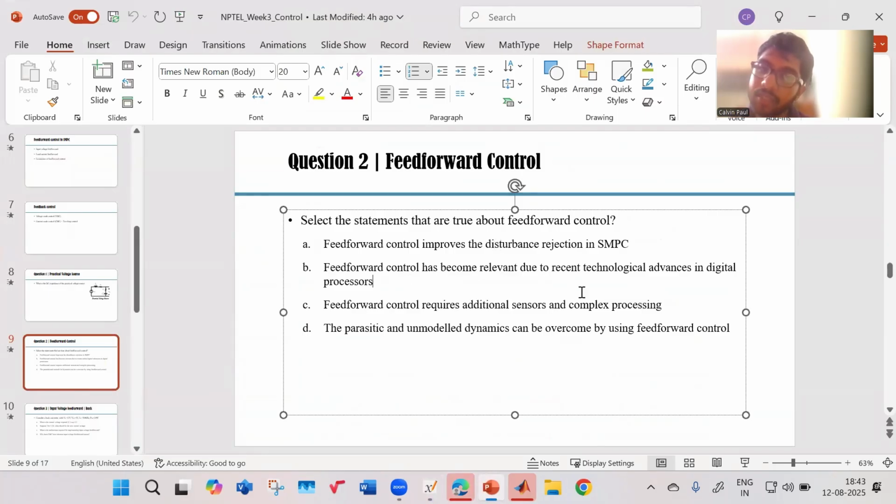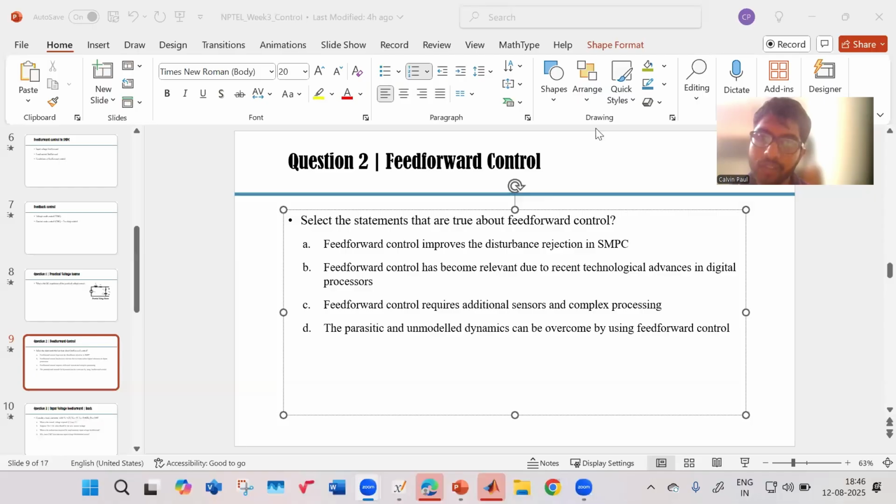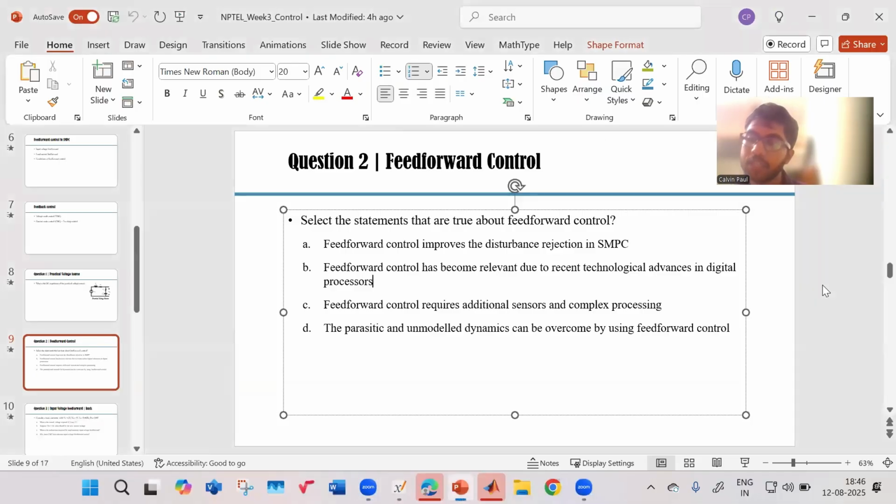But feed forward control has become relevant due to recent technological advances in digital processors. No, feed forward control has been there for many years. It is there in ICs. It is there in the PFC circuit, which I mentioned earlier. Right, so it's been there. It can be done with analog control as well. Okay, so are there any doubts regarding feed forward control, or can I proceed to the next question?